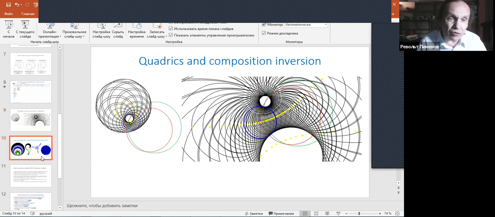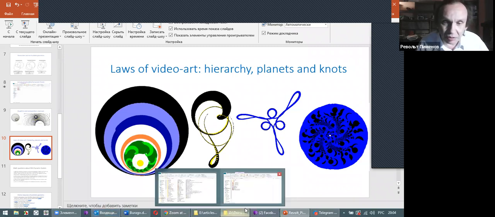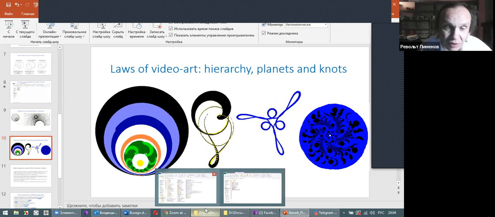And now I show some part of the laws of video art. I don't know all the laws, but I know some small part of them. It is all examples of video art: these knots and these ornaments. This ornament is a knot with a very big vertex, a very big knot.